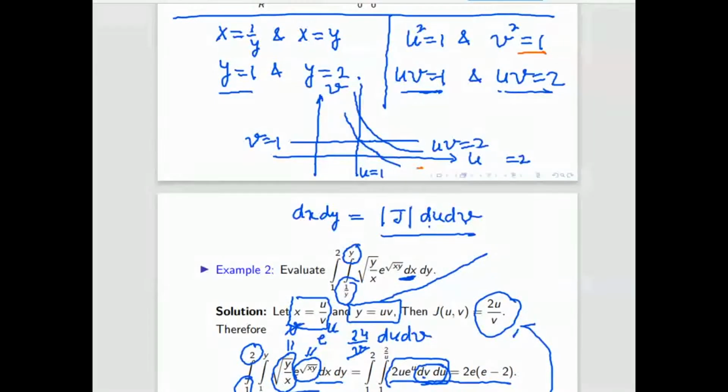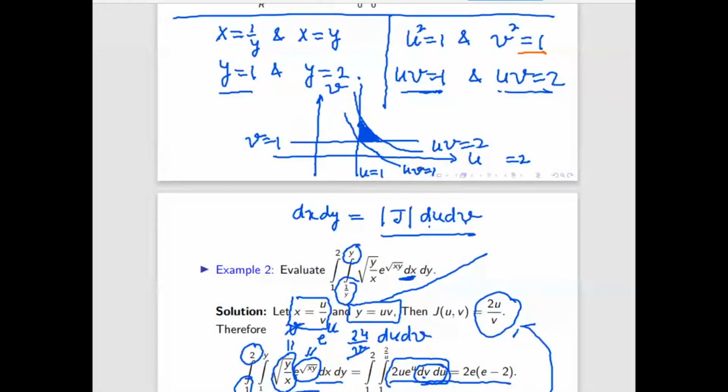It will pass through (1, 1). That means the intersection point of U equal to 1 and V equal to 1. So this is UV equal to 1. So this is the region of integration, between two hyperbolas and the lines U equal to 1 and V equal to 1. Is it okay to everyone?